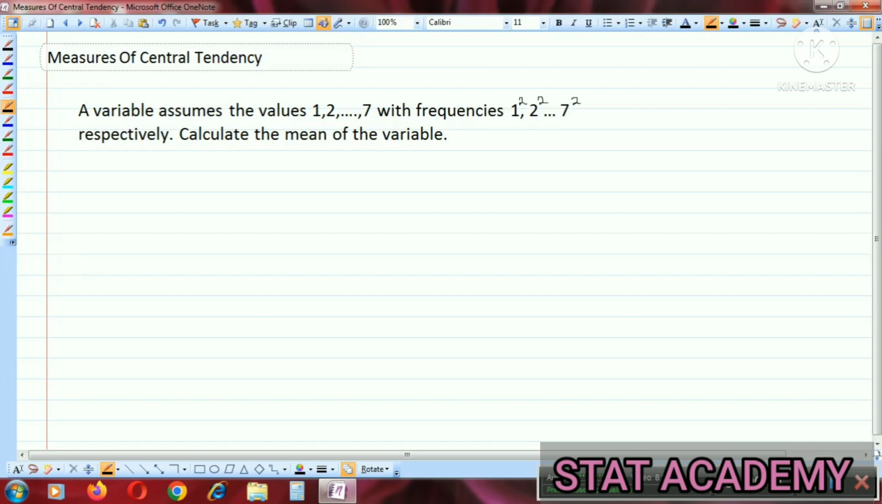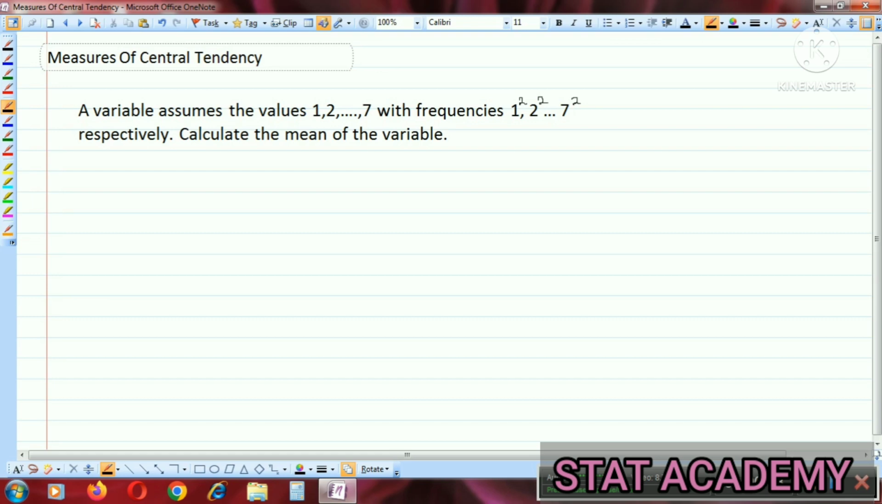Now move on to our next problem. The statement of the problem is: a variable assumes the values 1, 2 up to 7 with frequencies 1 square, 2 square up to 7 square respectively. Calculate the mean of the variable.